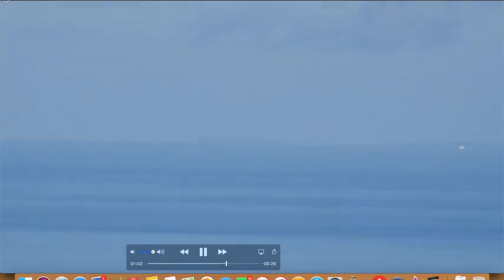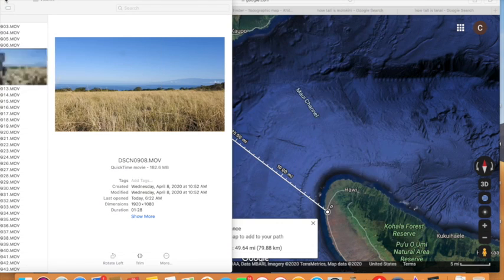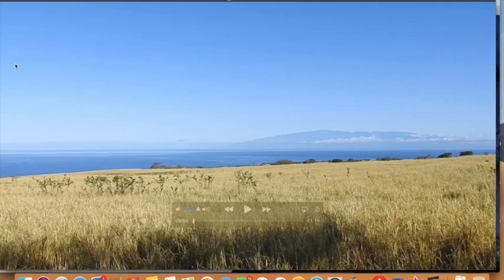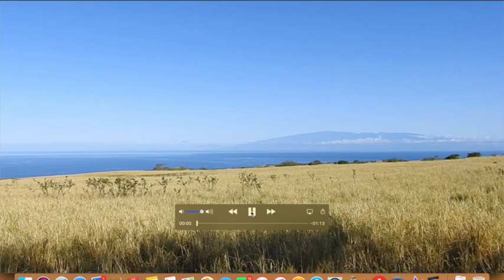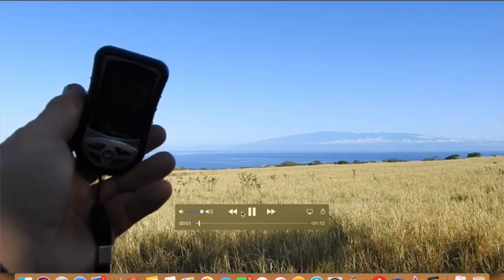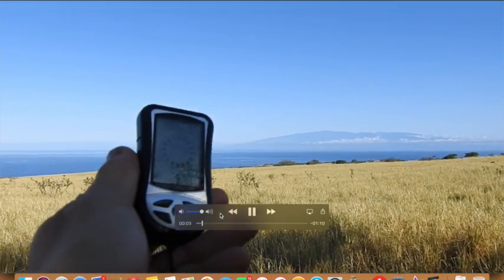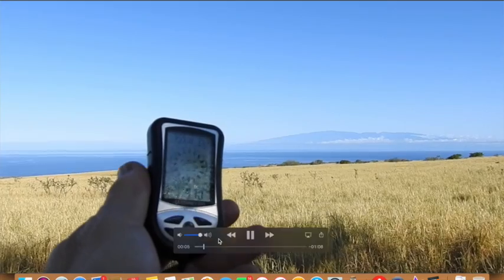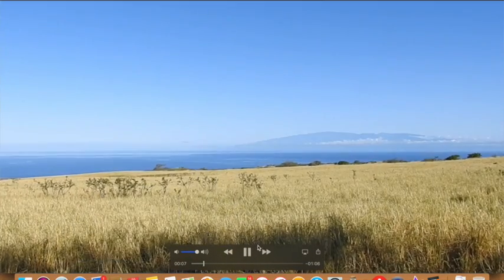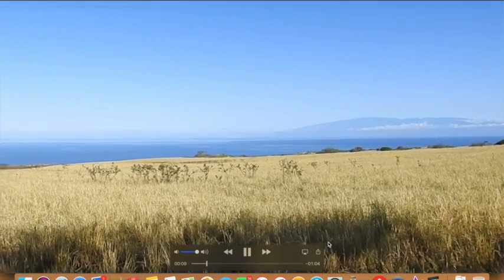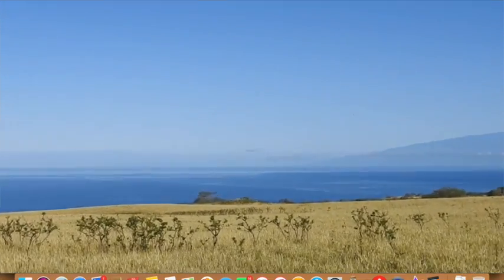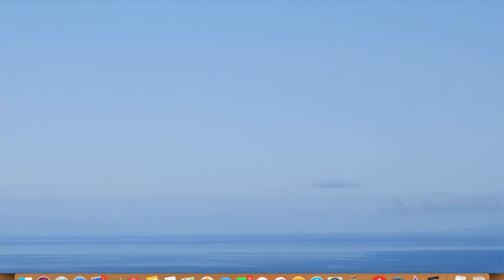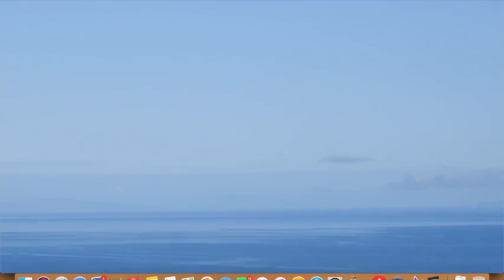Next shot. Keep hiking down. Here I'm 970 feet. Always good to find a little bit of shade under a tree in the middle of the desert. It's not the desert quite yet. I'm still in the field.